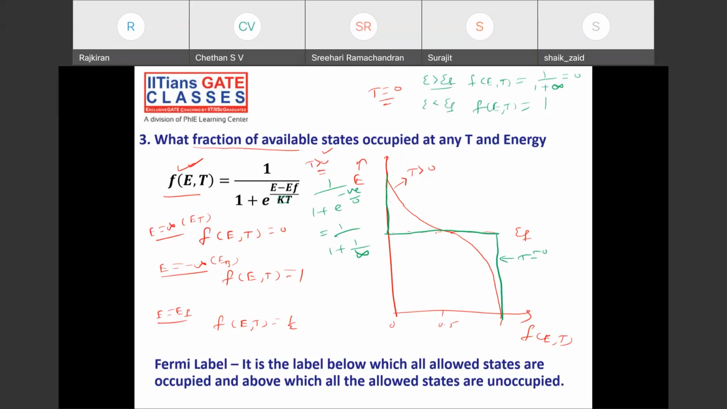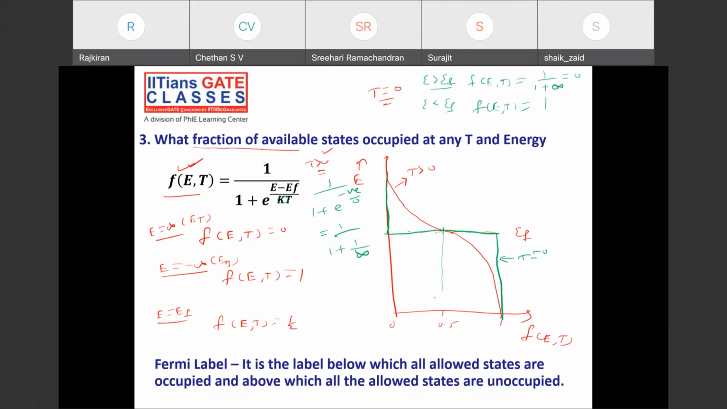Exactly at E equal to EF, at 0 Kelvin, it will be 0 by 0, which is indeterminate. But if you see, a little bit above EF it is 0 and a little bit below EF it is 1, going from 0 to 1, and in between it is half. So at EF it should be 0.5 only, meaning we take the average of these.